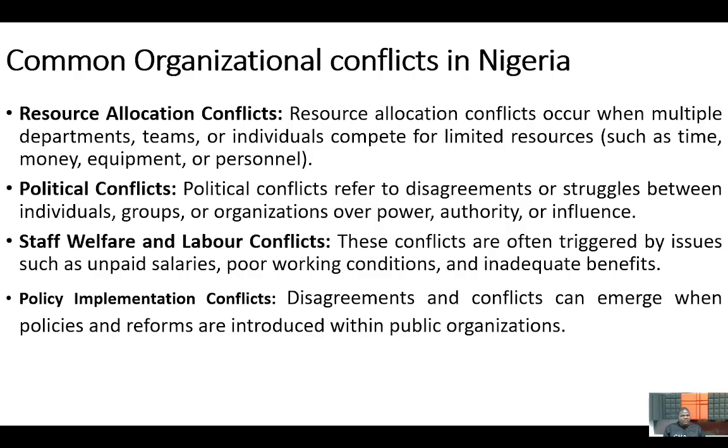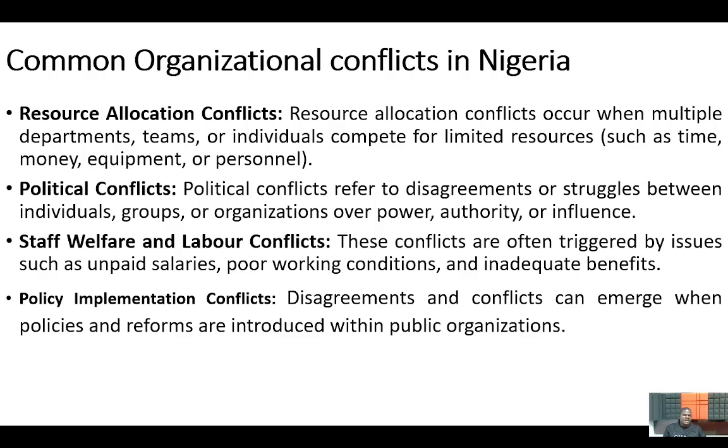Then the next thing we have is staff welfare and labor conflicts. These conflicts are often triggered by issues such as unpaid salaries, poor working conditions, and inadequate benefits. This is mostly driven by the Nigeria Labour Congress and other unions. So all these are some of the things that cause staff welfare conflicts. For example, if the salaries of employees are not paid as and when due, it has a way of causing conflict. No wonder Henri Fayol talked about remuneration, that is, the wages and salary of staff.